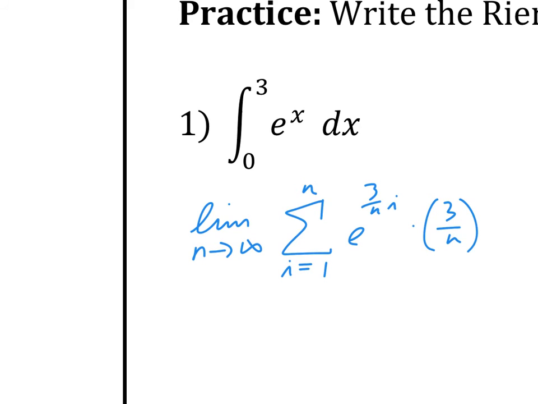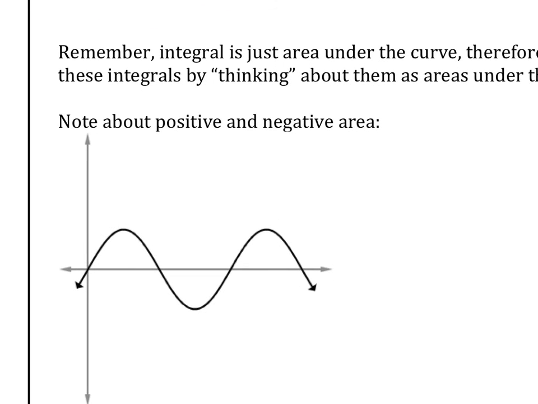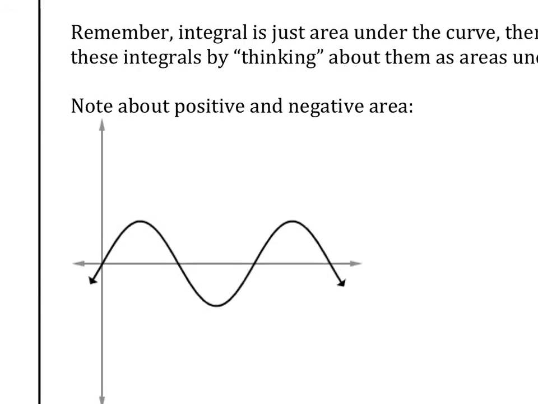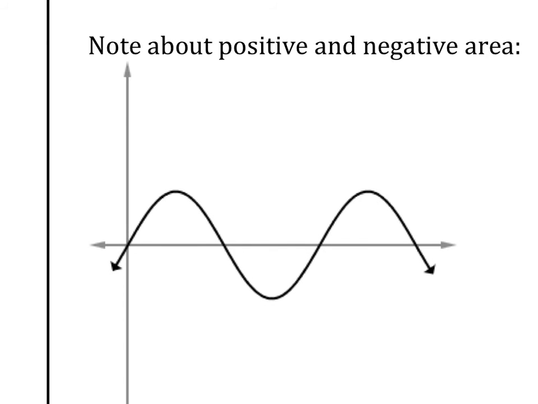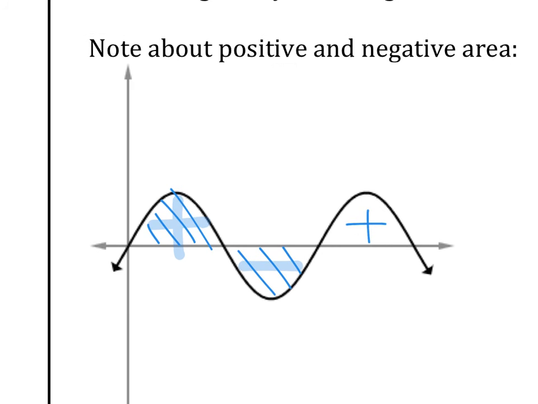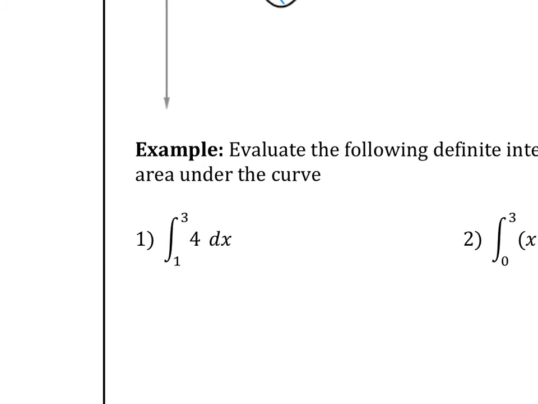Nice. Now we're going to actually evaluate some of these integrals. Remember that integral is really just the area under the curve, between the curve and the x-axis. When this area is above the x-axis, we call that positive. If the area is below the x-axis, we call that negative. Very important: if it's below, it's negative. If it's above, it's positive. Let's go ahead and find some of these numbers.